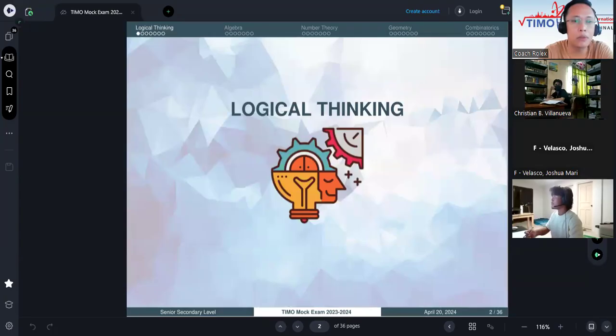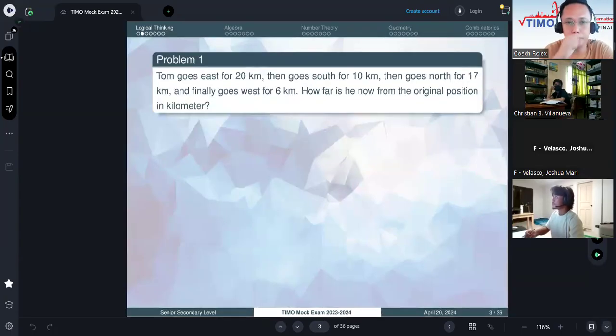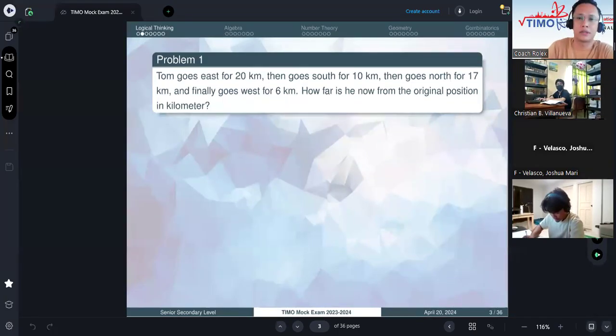Logical thinking problem number 1. Tom goes east for 20 kilometers, then goes south for 10 kilometers, then goes north for 17 kilometers, and finally goes west for 6 kilometers. How far is he now from the original position?